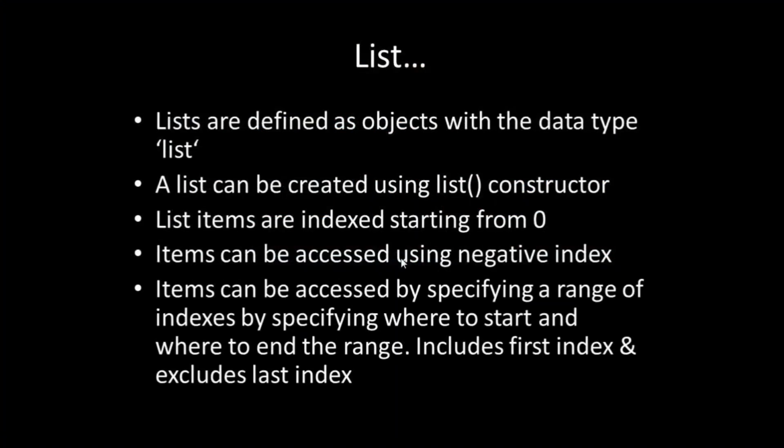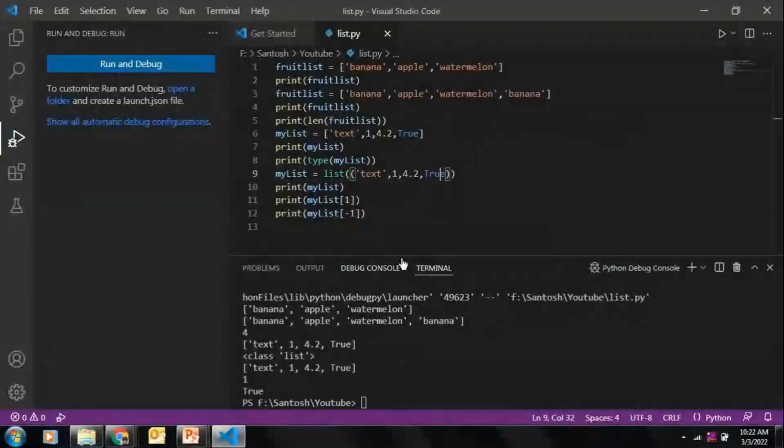Next. So items can be accessed by specifying a range of indexes by specifying where to start and where to end the range. So if you want to access a range of items, okay, then we can access using a range operator. So when you give the range, it includes the first index, I mean your starting value of the range, whatever you have given, and it excludes the last index in which you have mentioned in your range. So let me explain it clearly.